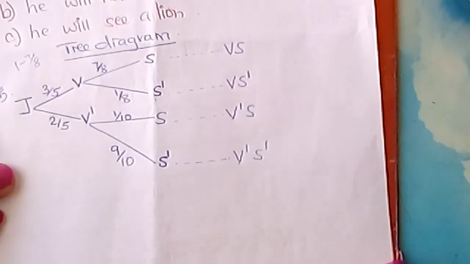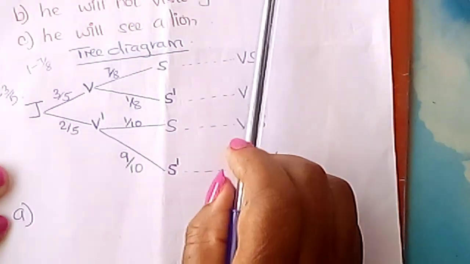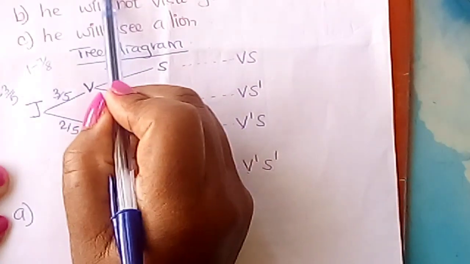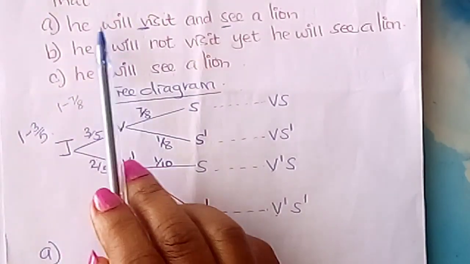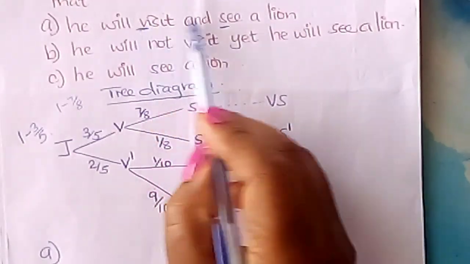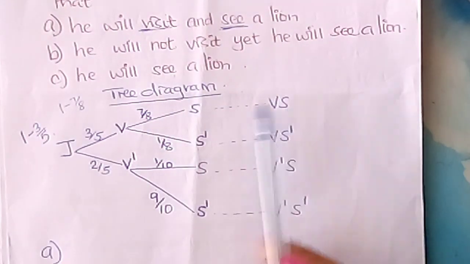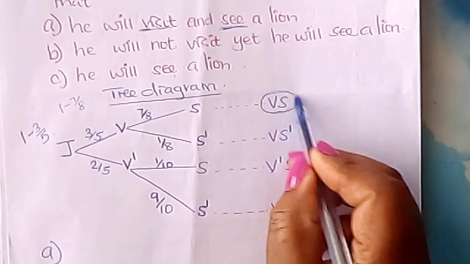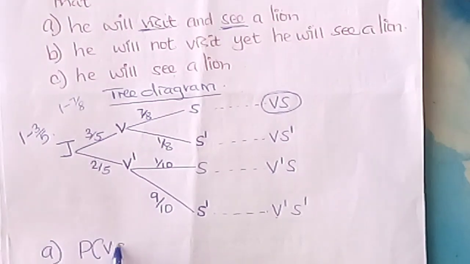Good. From there, learner, we go to our first question here. What is it? We are told to find the probability that he will visit and see a lion. So VS, he will visit and see a lion. VS, where is that? It is here. He will visit and see a lion. So it is the probability of VS.